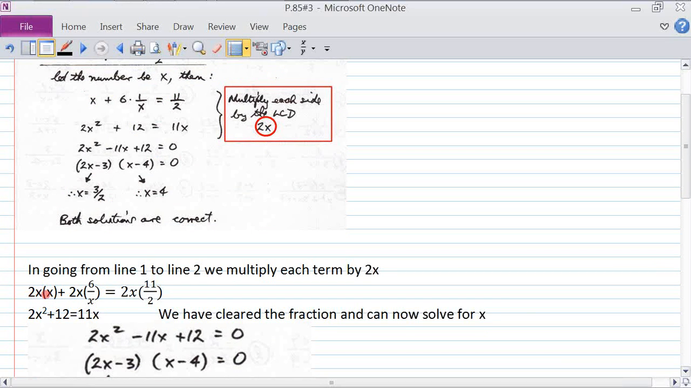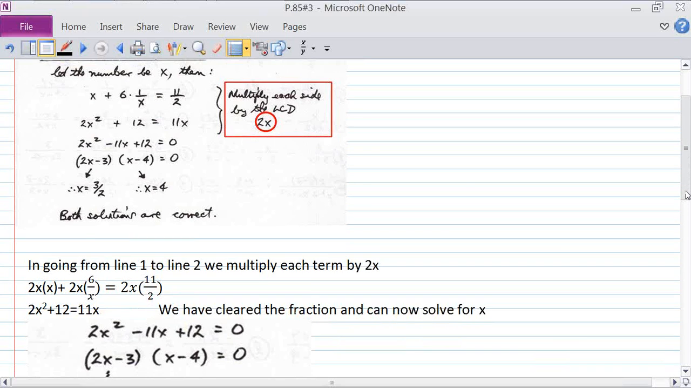Now, in going from line 1 to line 2, I'm going to multiply each term by 2x. So 2x times x gives me 2x squared. Here, 2x times x gives me 2x squared. Now I'm going to multiply 2x times 6 over x. So the x's cancel and I get 12. And 2x times 11 over 2. The 2's cancel and I get 11x. So you see we've cleared the fraction and we can now solve for x.